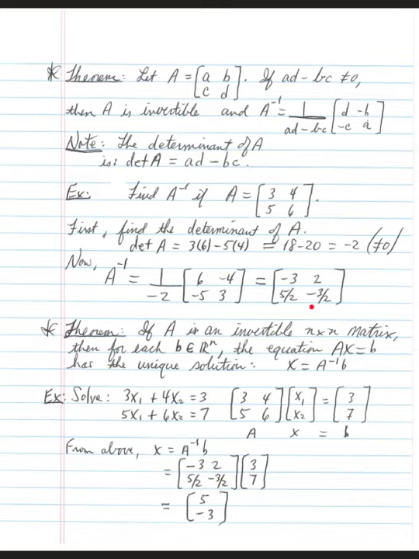So if we take A inverse times B, and we multiply those together, our solution is 5, negative 3. X1 is 5, X2 is negative 3.